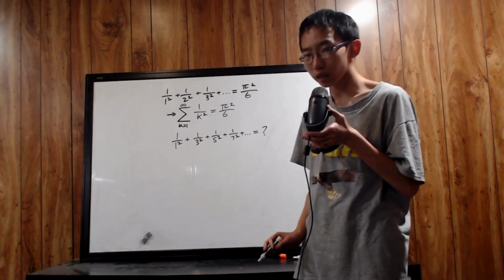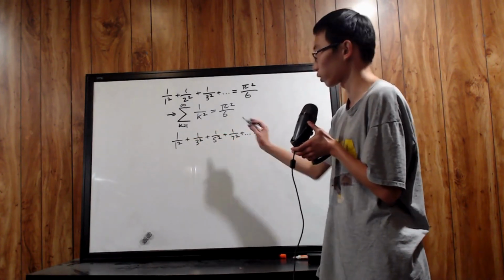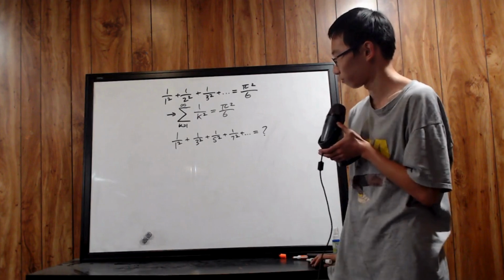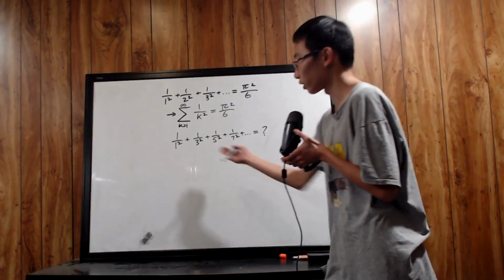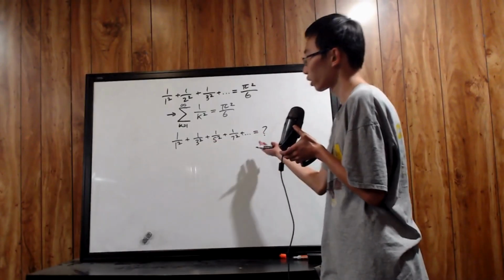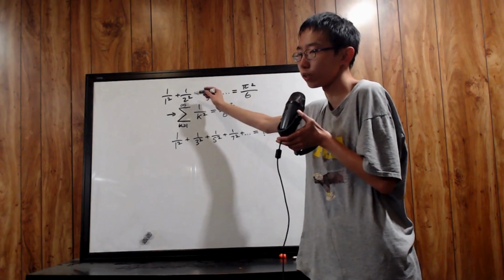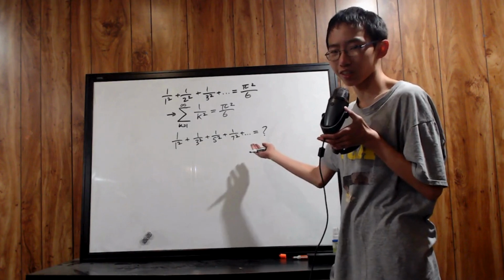Have you ever considered, however, what is 1 over 1 squared plus 1 over 3 squared plus 1 over 5 squared plus 1 over 7 squared, and so on infinitely? Now over here, we're only taking the sum where the denominator is an odd number squared. So we're basically omitting all of the fractions with an even denominator squared, right? So how do we solve this?